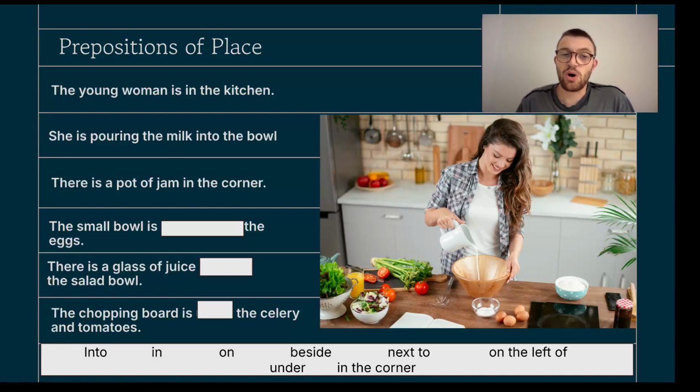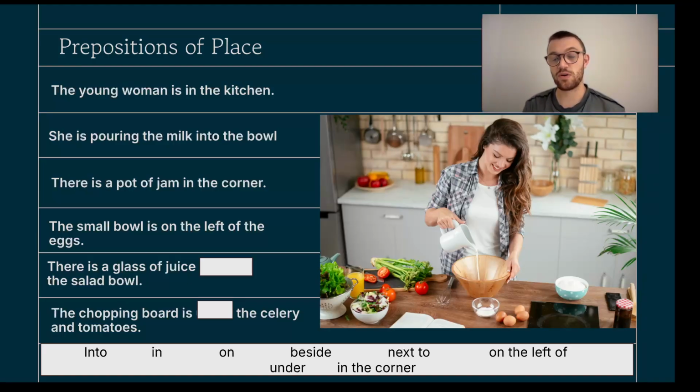Now, the small bowl is the eggs, right? So we've got this small bowl made of glass, and we've got these 4 eggs on the counter. So, where is the bowl in relation to the eggs? The small bowl is on the left of the eggs. So we are looking at this picture. The eggs are on the right. The bowl is on the left.